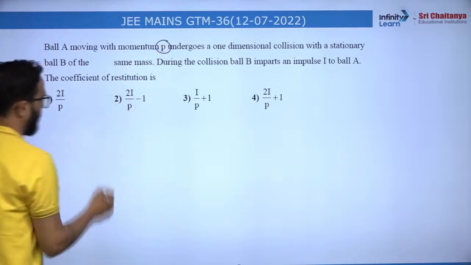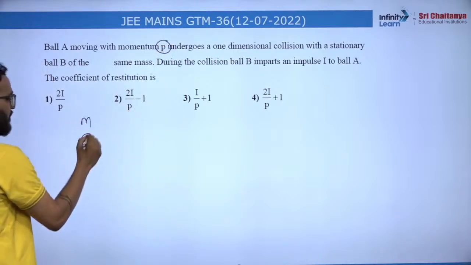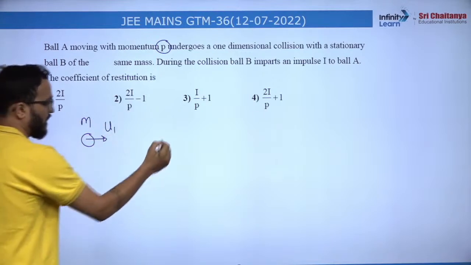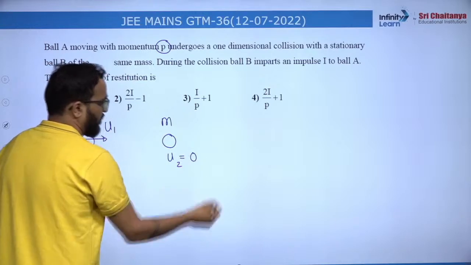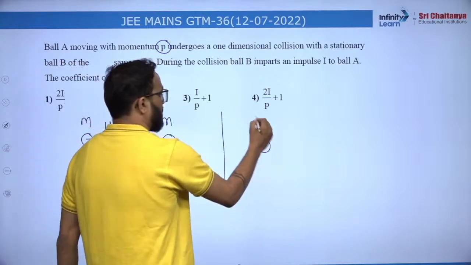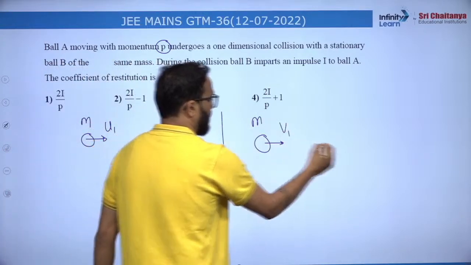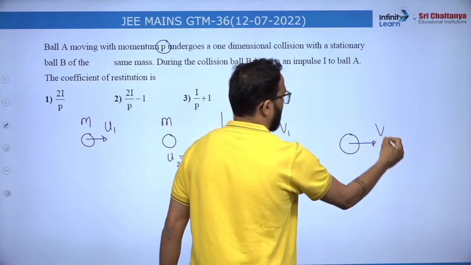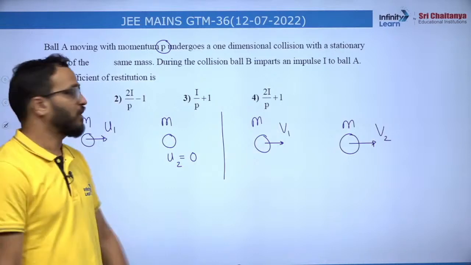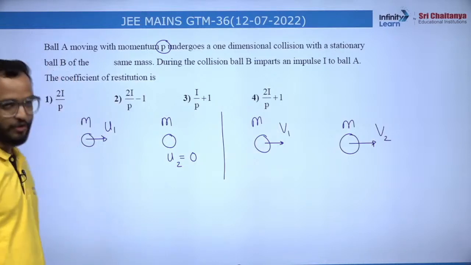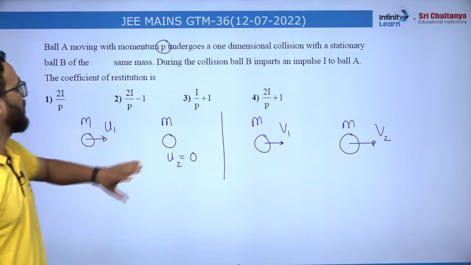So let's say there's a ball whose mass is m, moving with a velocity u1, another ball whose mass is m, but it is at rest initially. Now after collision, let's say this ball moves with a velocity v1 and this ball moves with a velocity v2, and the masses are same. What they are asking is coefficient of restitution, but not in terms of m or v or u. They are asking coefficient of restitution in terms of P and I.